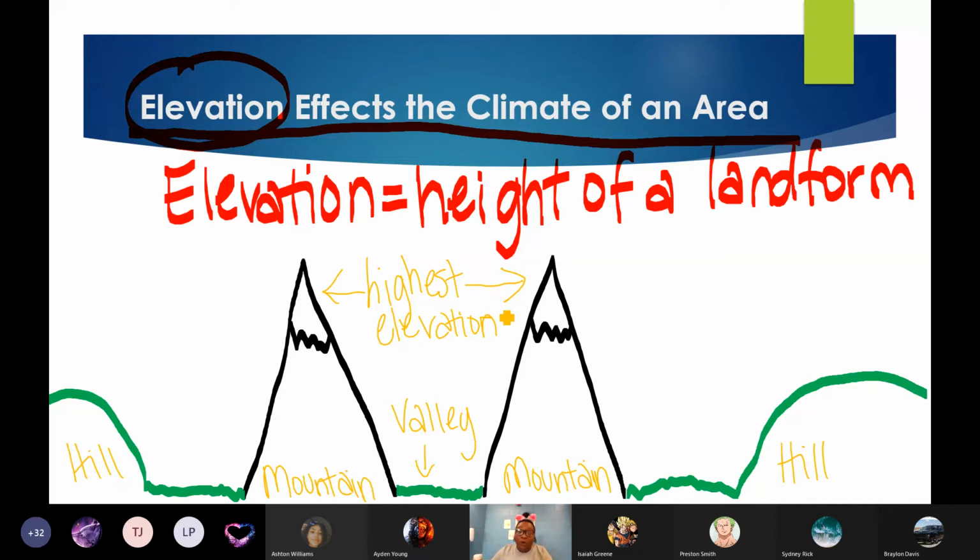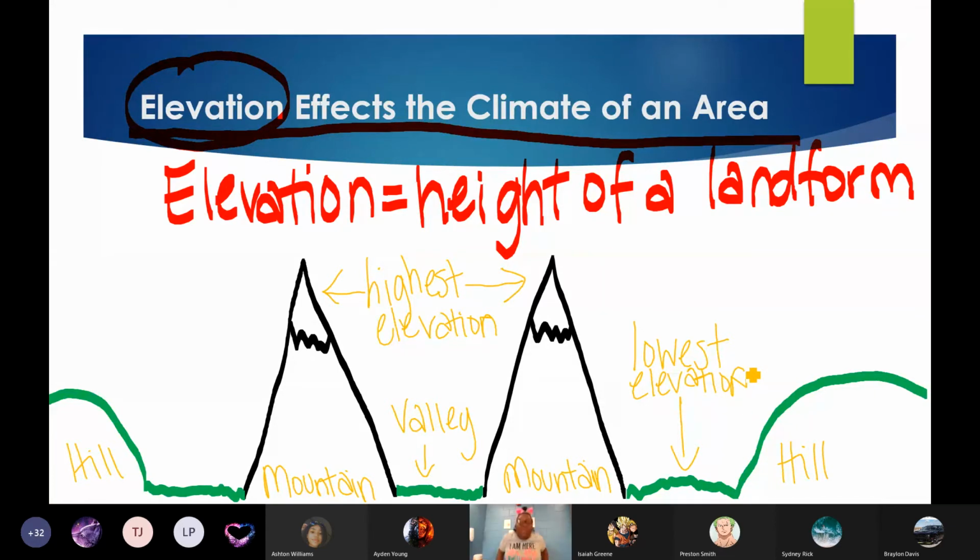Of these three landforms, which one has the lowest elevation? Valley. The valley. Very good. Smart group. Valleys have the lowest elevation, and of course, hills would have the second highest, right there in the middle.